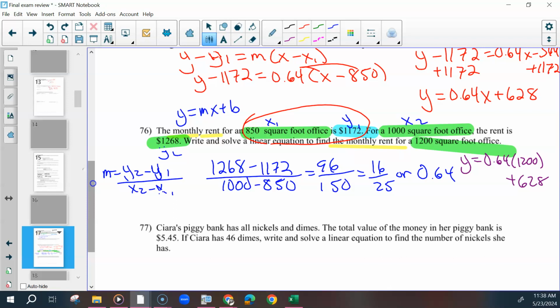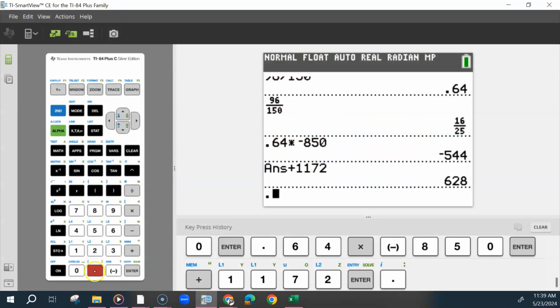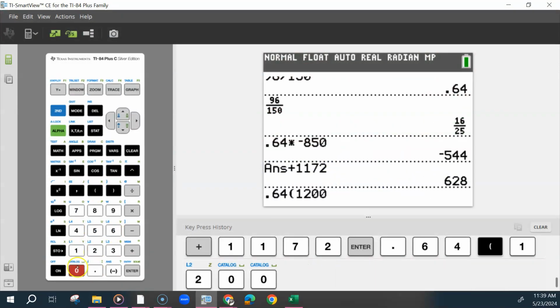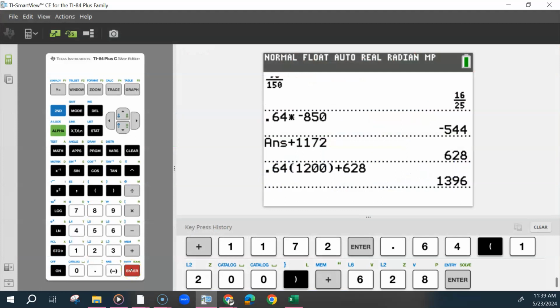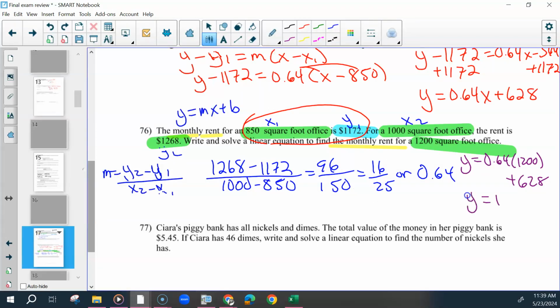And then we'll do this in the calculator and then we'll be done for today. $1,396 would be that final answer. Now, if you were doing it algebraically, you would have to recognize that this would still be x, this would still be y, and I could go into my calculator.